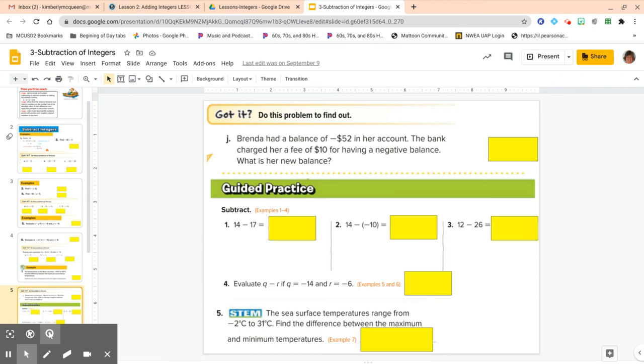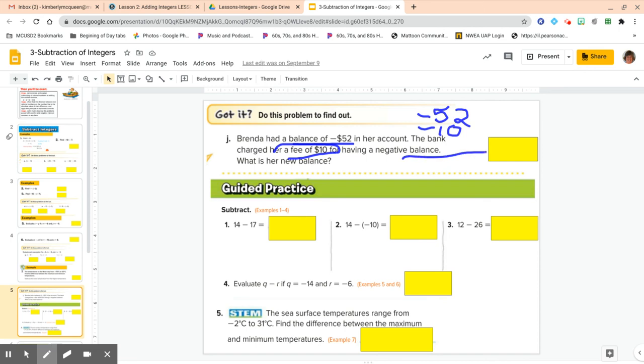We're going to go on to slide 5. On slide 5, remember, we talk about a balance. Well, a balance of negative 52 means you've gone into an overdraft. Nonetheless, we're going to start off with a negative 52 balance. The bank charged her a fee of $10 for having a negative balance. So if they're going to charge you a fee, that means you're going to have to pay that. If you have to pay it, that's $10 more that you are going to have to take out. So with that being said, same signs add and keep. You're going to add them and keep that. Now you have a balance of a negative 62.